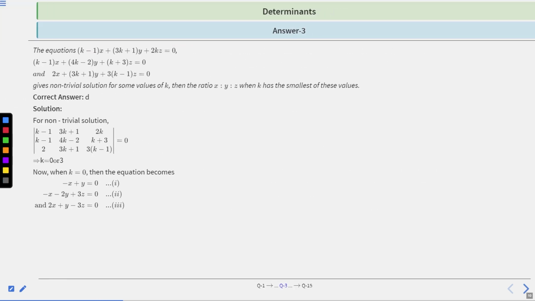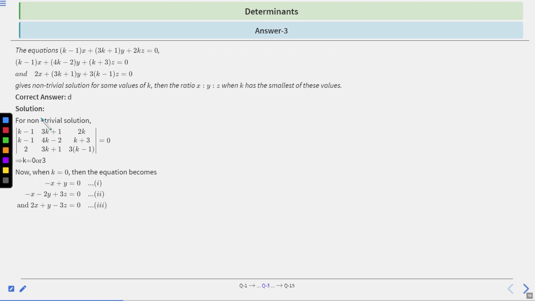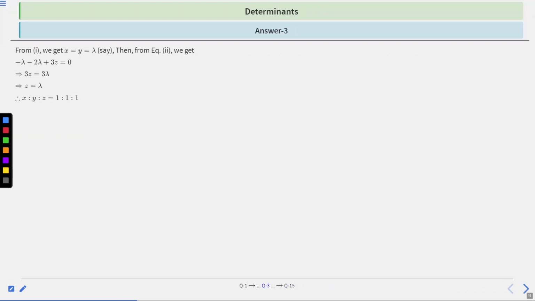Okay. So we know that for a non-trivial solution, the determinant value of this matrix is 0. This implies, after solving this matrix, you will get k equal to 0 or 3. Now, let's put k equal to 0 in these equations. You will get these 3 equations, equation 1, equation 2, equation 3, when k equal to 0. From equation 1, you will get x equal to y.